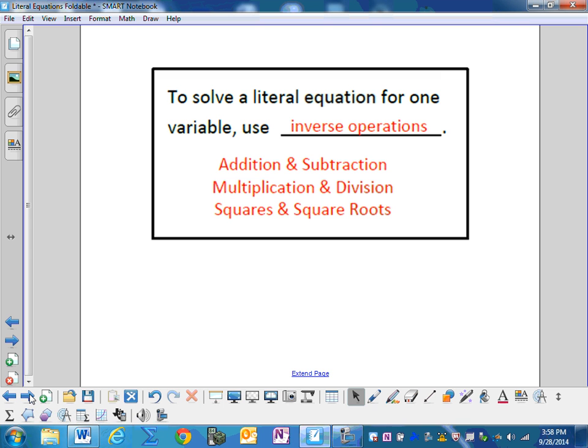To solve a literal equation for one variable, use inverse operations: addition and subtraction, multiplication and division, squares and square roots. These are examples of inverse operations.